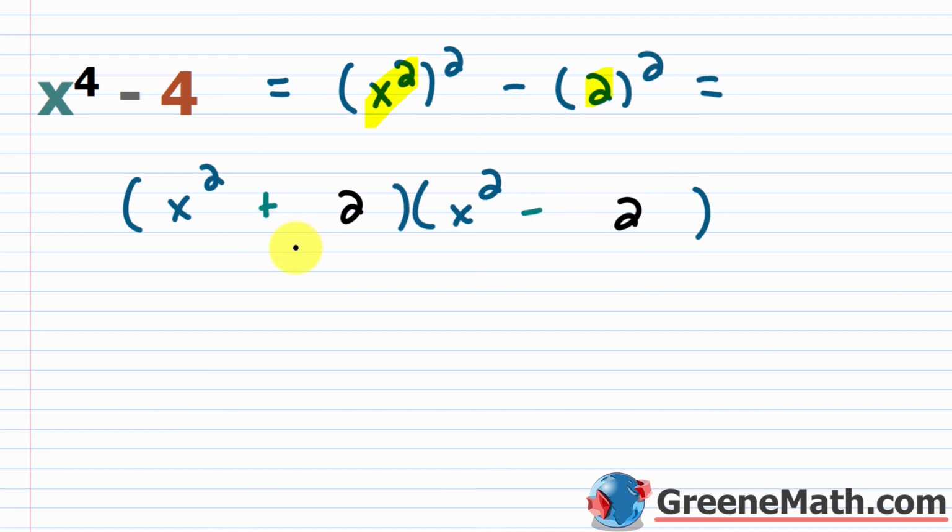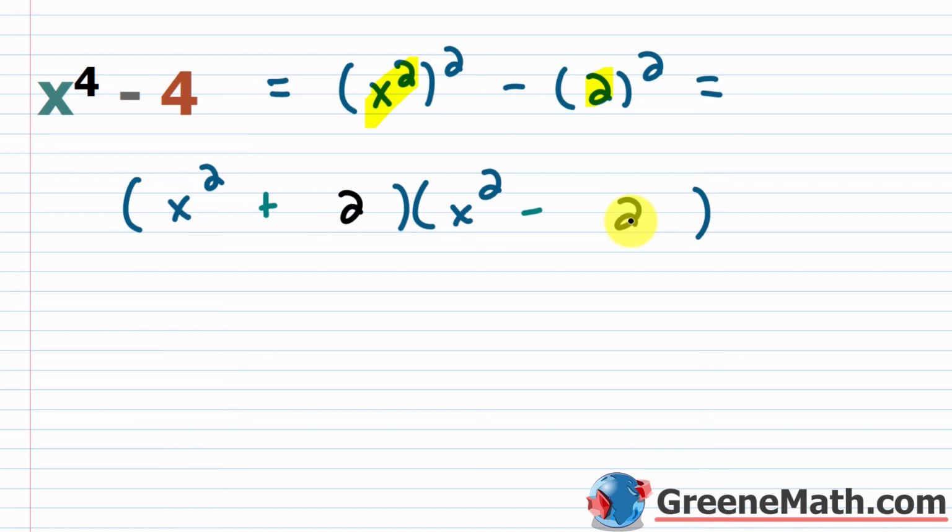When you do these problems, make sure you check to see if there's any additional factoring. Sometimes there's extra stuff you can do. For example, if this would have been a 4 here, you'd have the difference of squares again, so you'd have to keep factoring. But in this case, there's really nothing else we can do, at least using integers. So we would have the quantity x squared plus 2 times the quantity x squared minus 2. So we would stop there.